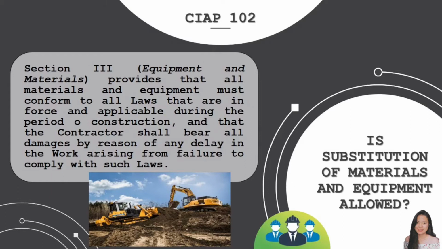Is substitution of materials and equipment allowed? To answer, Section 3, Equipment and Materials provides that all materials and equipment must conform to all laws that are in force and applicable during the period of construction, and that the contractor shall bear all damages by reason of any delay in the work arising from failure to comply with such laws.